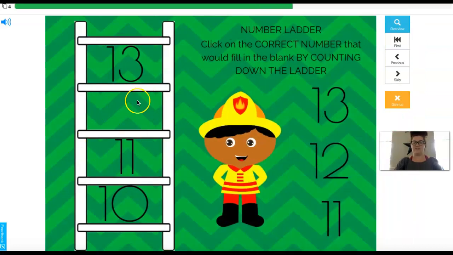What number goes in the space when I count going down the ladder? 13, blank, 11, 10. Ooh, this is tricky because I don't have any touch points, but I do have my ones place. So what is 1 less than 3? 2. And which number over here has a 1 and a 2? 12, that's right.